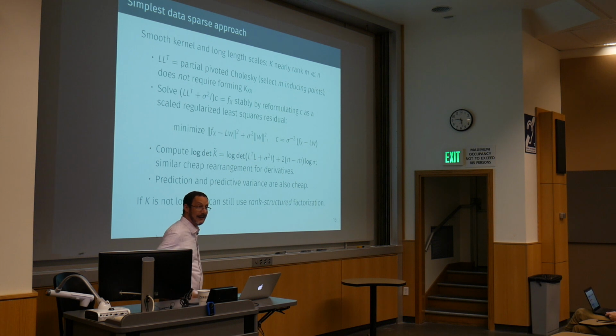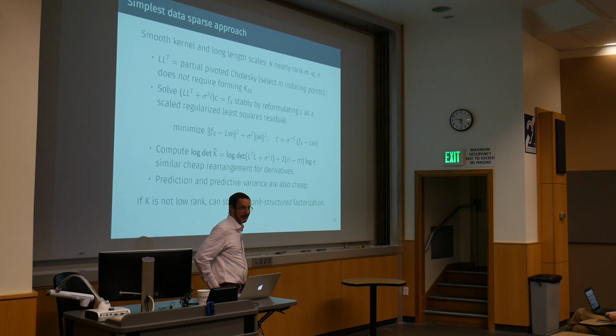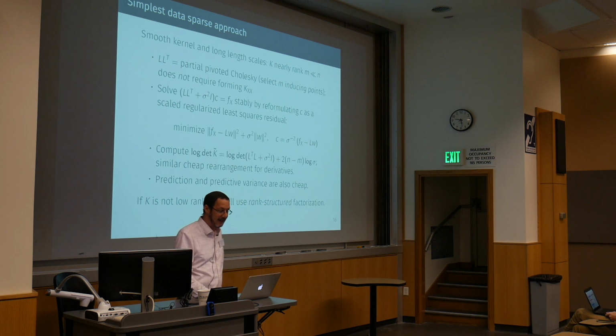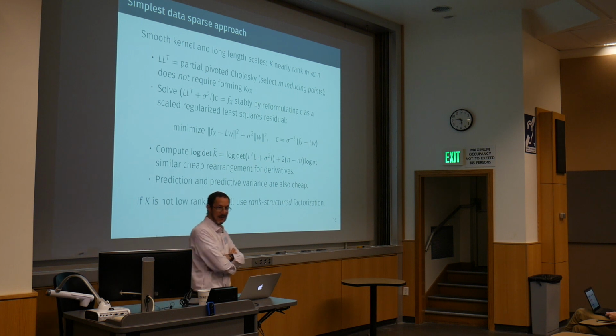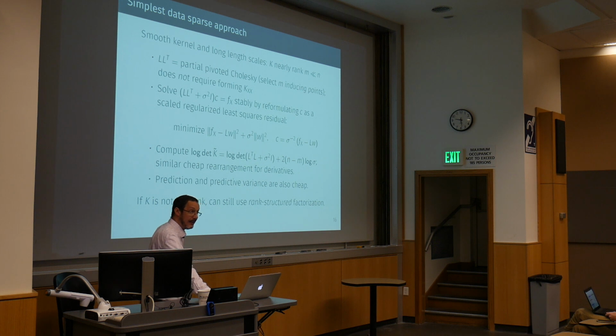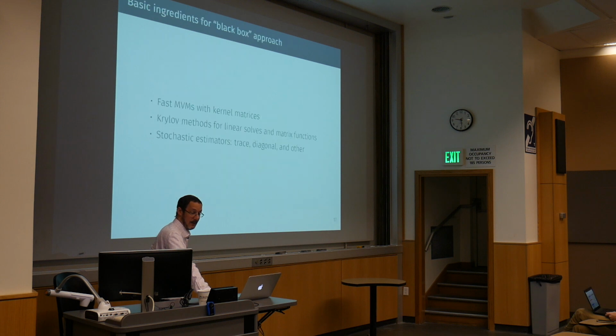And then you've got the log determinant, and the log determinant you can compute via another trick. So you swap the order of the L and L transpose, and then you've got a piece that corresponds to all of the eigenvalues that you've discarded. And there's a similar cheap rearrangement for the derivatives. So there are very cheap things that you can do to deal with all of the tasks that you would like to solve when you've got something that looks like a multiple of the identity plus low rank. And like I said, if you've got something that has more complicated structure but still has low rank blocks in it, there are interesting rank structured factorizations that you can use.